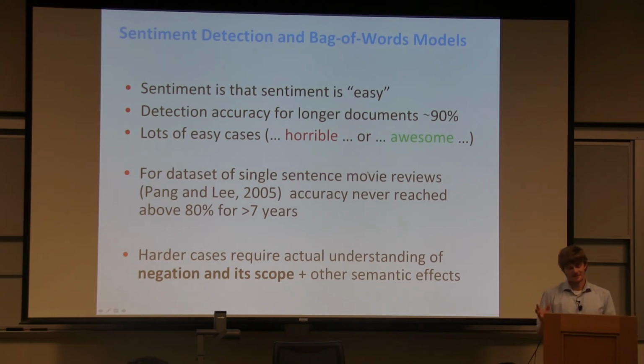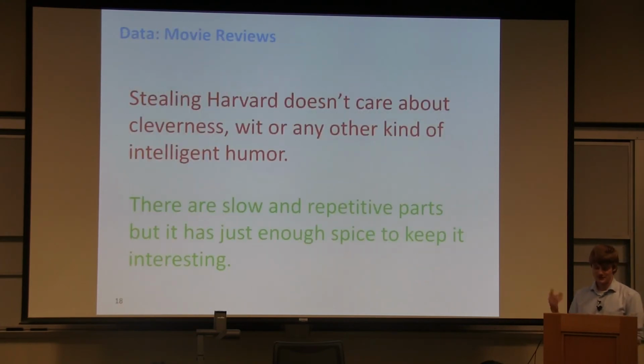However, for a data set of single sentence movie reviews from Pang and Lee, who kind of started sentiment analysis as a task in NLP, the accuracy had never reached over 80%. So when you look at a single sentence and try to say is this positive or negative, nobody got above 80. And that's kind of sad because it's not that high. You should be able to get more accurate than 80%. And when you looked at the errors that the models were making, it was clear that they weren't able to capture negation and its scope and other semantic effects. So let's look at some examples here.